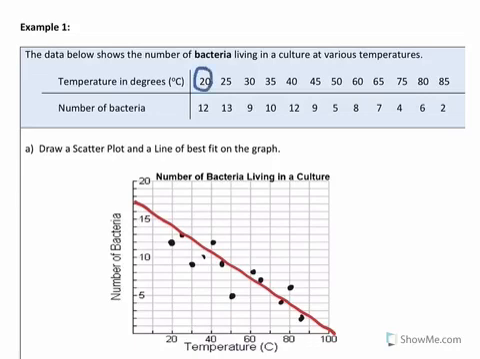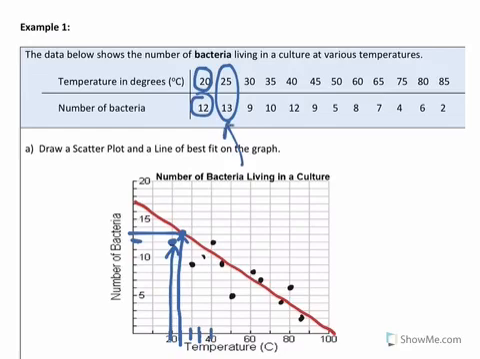At 20 degrees, I'm going to have 12 bacteria. So here's 20 degrees, and then I went up to 12. 12 looks like it's about there. And I put a dot. Okay, so our next dot, which is these two, will be 25 degrees. So 25 degrees is probably right about here, because that's 30, 35, and 40, right? So 35, we're going to go all the way up to about 13, right? That's 13, so I'm going to put a dot right there. So that's going to be this coordinate.